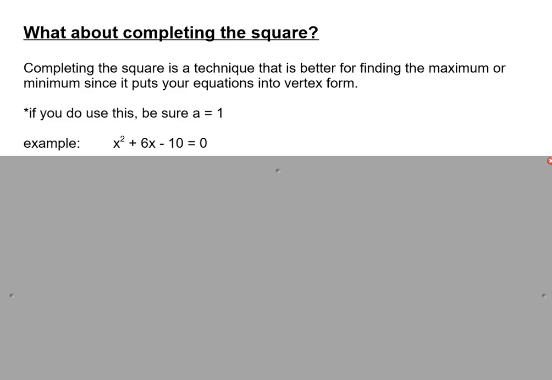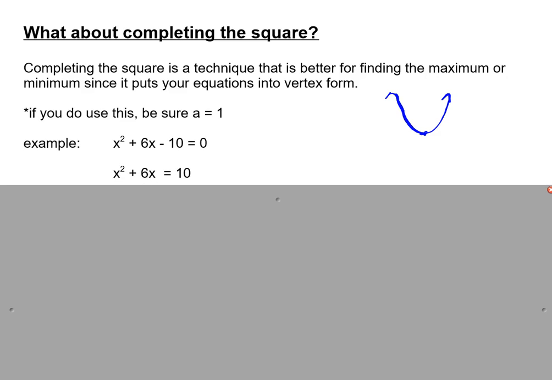Okay, so let's look at this one. If we have x squared plus 6x minus 10 equals 0, we're starting with standard form, and we're going to complete the square to find the maximum or the minimum. Now, since A is positive, we know that it opens up, which tells us for this problem we're finding the minimum. So we'd start out by moving the 10 over. That was our first step for completing the square: move C to the other side.